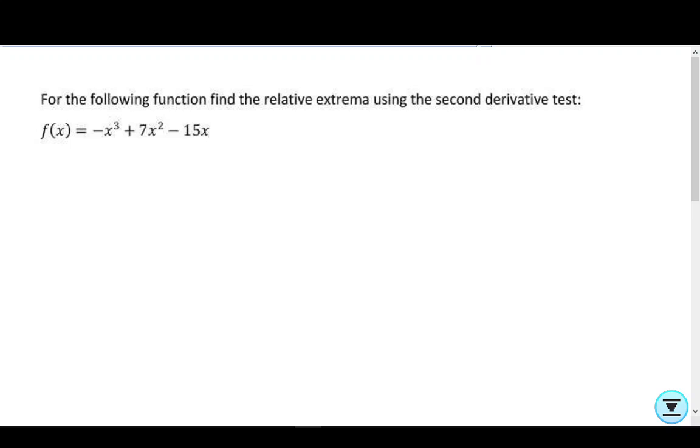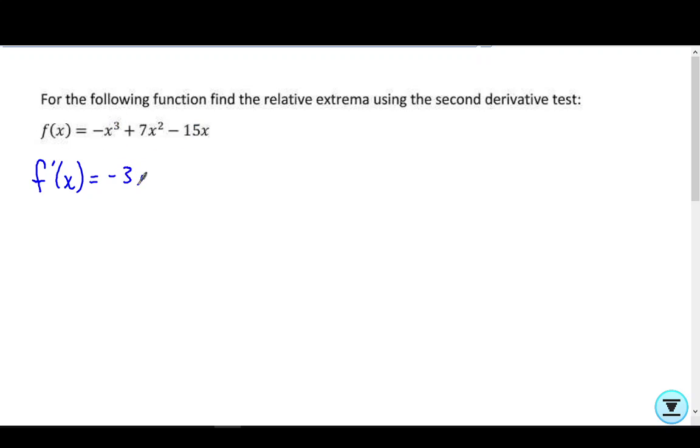Okay, so for the last one, same thing. For the following function, find the relative extrema using the second derivative test. So now we're not going to be finding concavity, we're going to be finding maximums and minimums, but we're going to find them using the second derivative test. So I still need to find the second derivative and the first derivative. So find the first derivative.